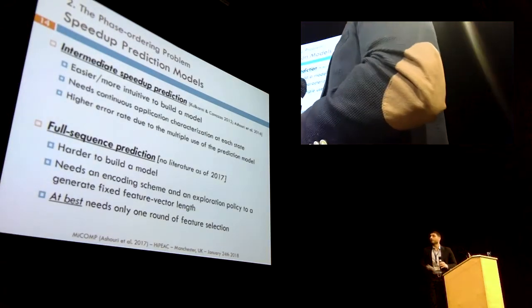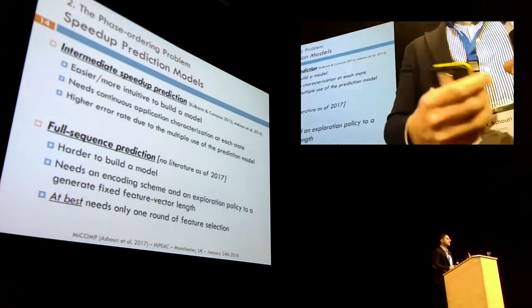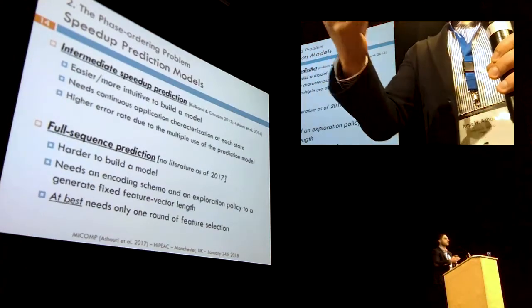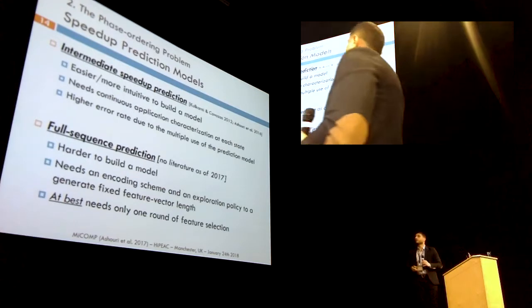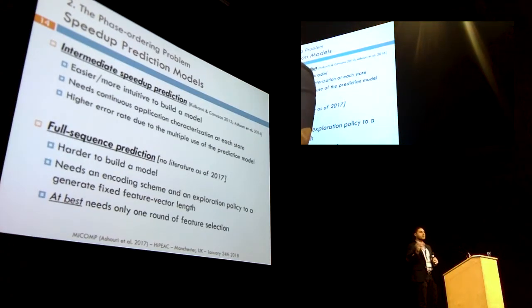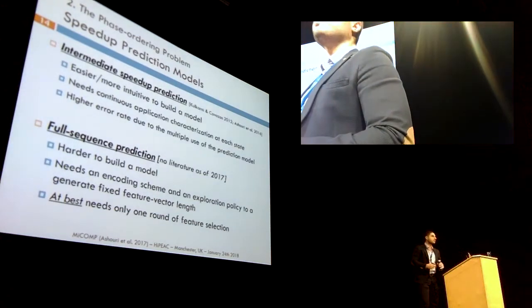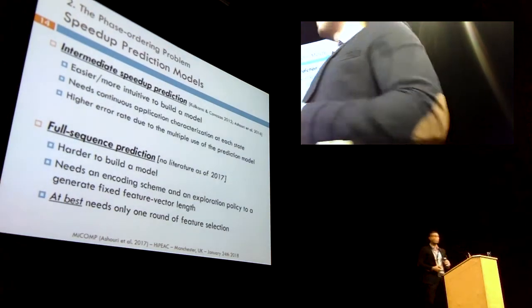You need an encoding scheme, because phase ordering lets you have a variable length. You can have a length of 3, you can have a length of 5 or 7, or you have repetition inside that length. So you have to be able to encode them and decode them back to understand which were the most promising compiler passes that the machine learning tool predicted for you.